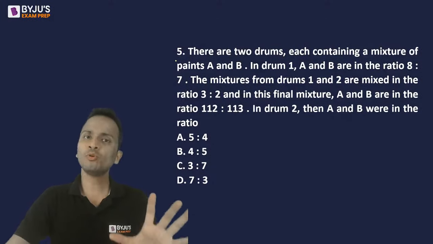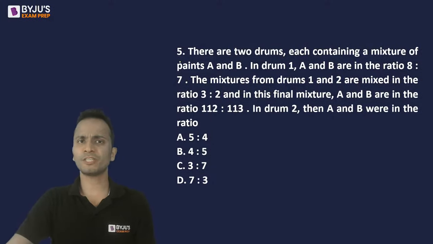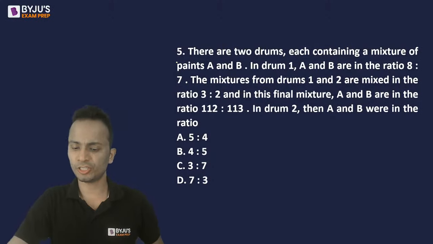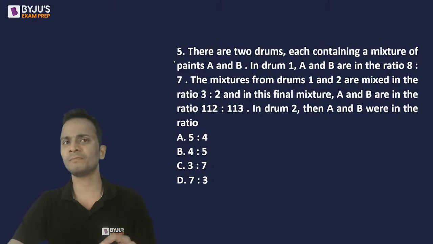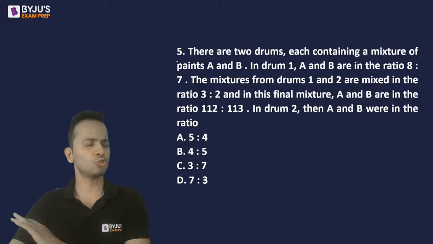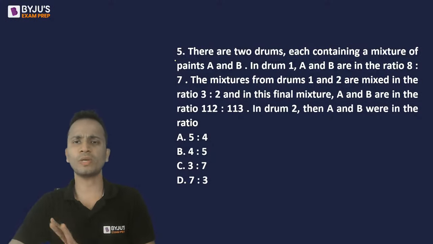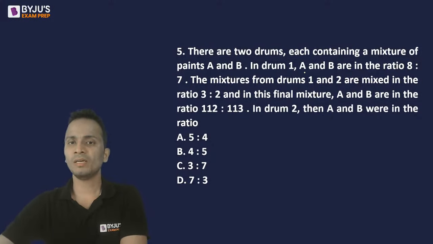So totally up to you if you want to use weighted average for this question or mixtures and alligations. Alligation is a method, weighted average is another method. Whichever method you want to go with, you can do that. At drum 1, A and B, the ratio is 8 is to 7.